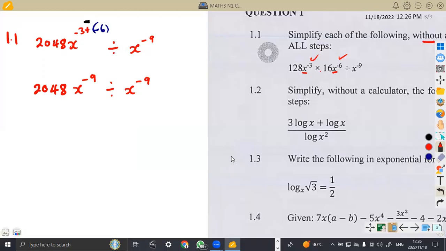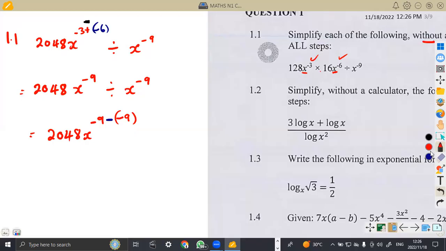So we are now back to division, where we know that when we are dividing, now we are going to subtract the exponents. So meaning to say this, we can even write it as 2048. So this is what you're going to have, x to the exponent of -9. Remember that we are dividing. So what are you going to do on the exponent? We are going to subtract. So what are we subtracting? The exponent, which is already there, which is -9. So it is going to be a -9, like that.